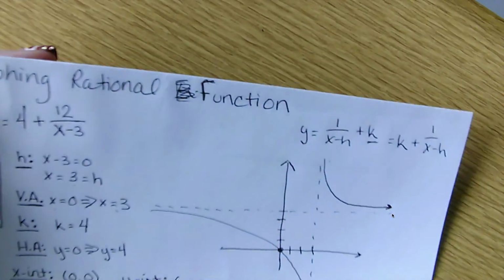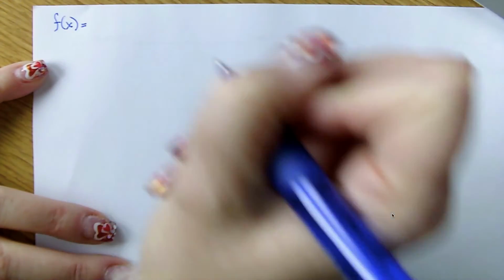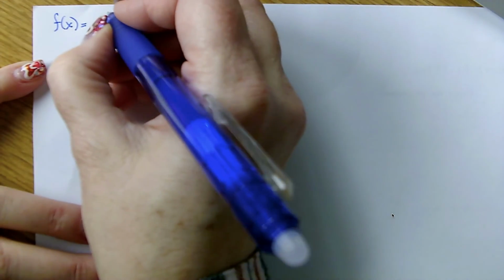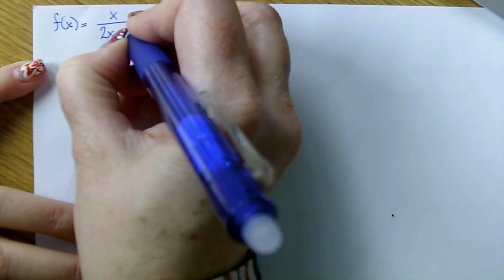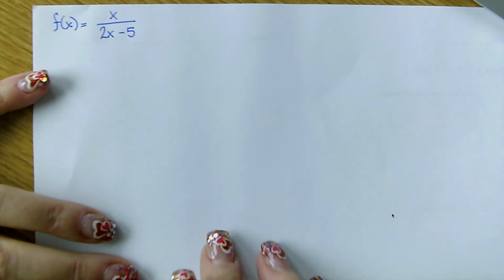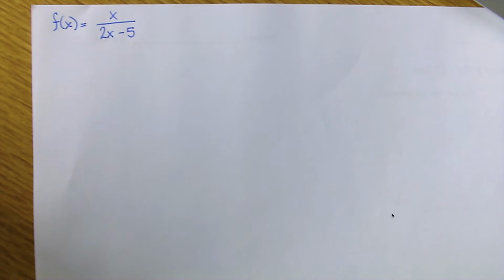I'm just trying to give you examples of the division and stuff that might come up. Okay? So this one's going to be the one. You guys want to start it on your own? Sure. Okay, f of x equals x over 2x minus 5.